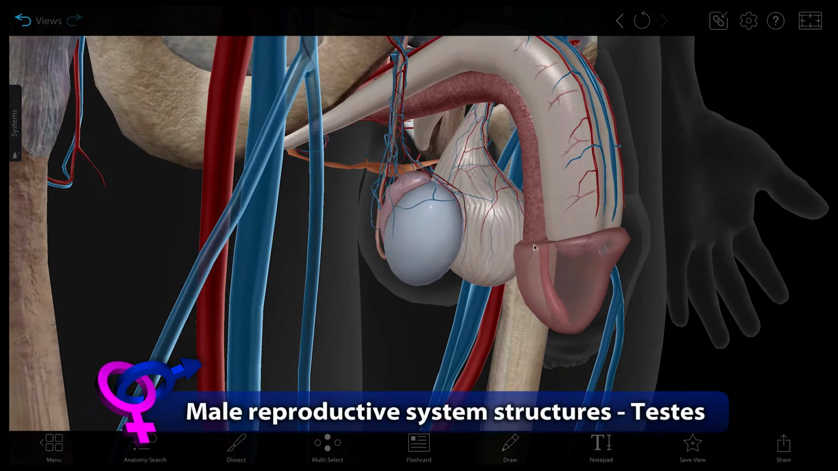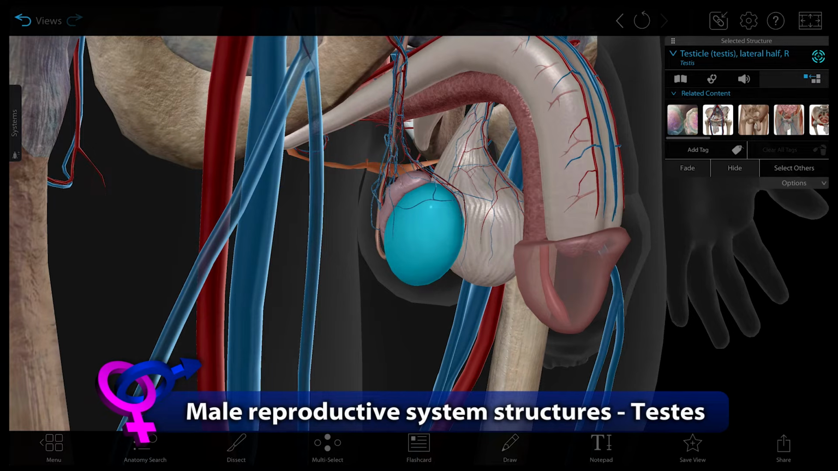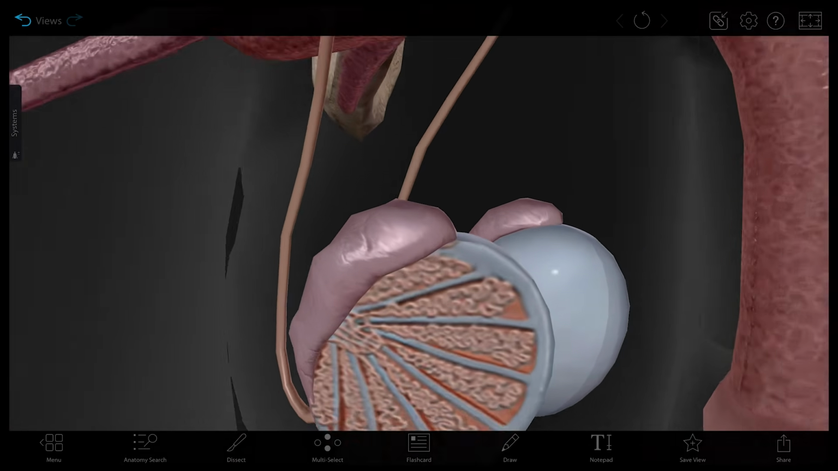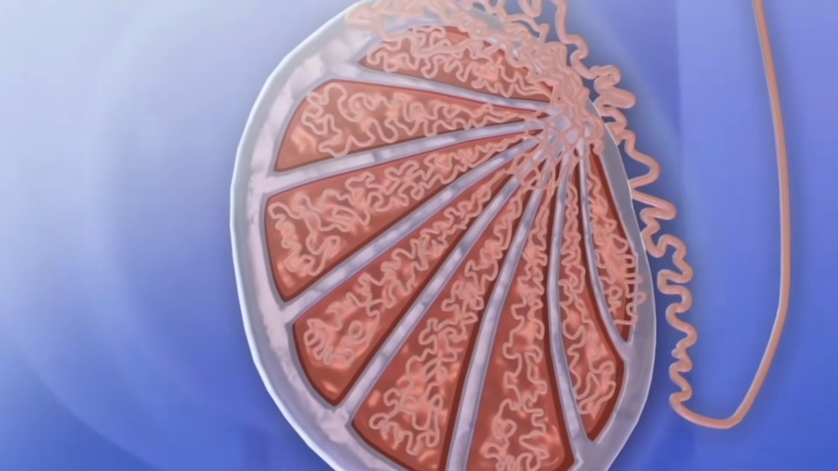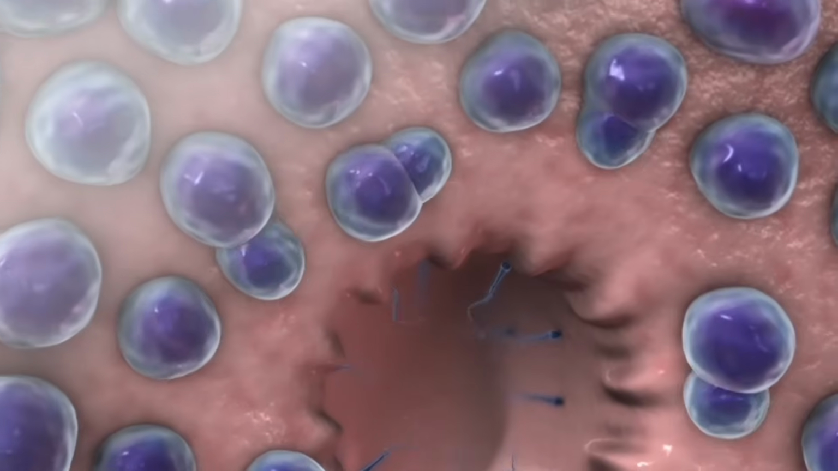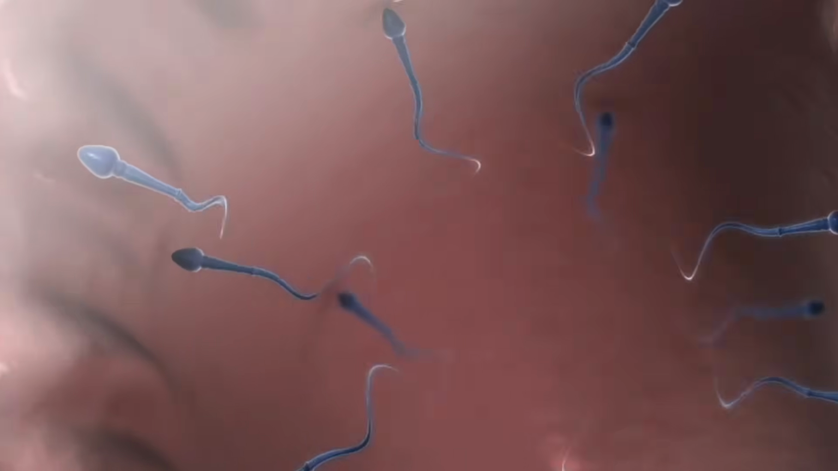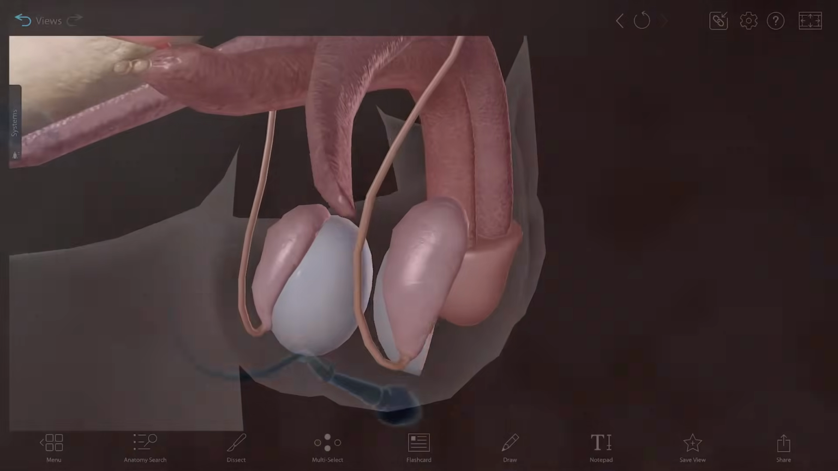The male gonads are the testes. They are located below the penis in a sac called the scrotum. Within the testes, the seminiferous tubules produce spermatids, which mature in the epididymis to become the male sex cells, sperm. The testes also produce testosterone and other sex hormones.